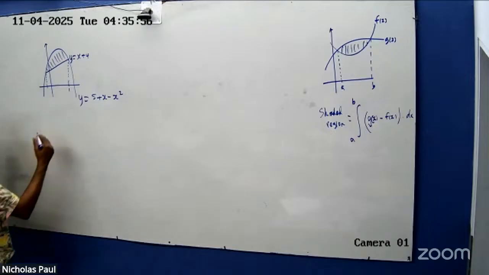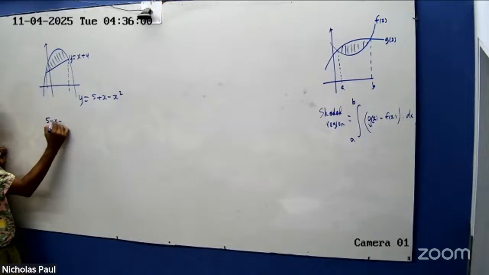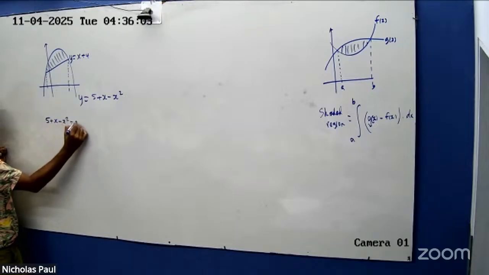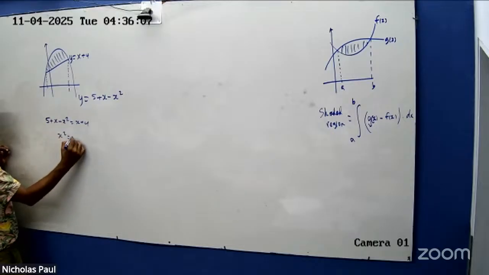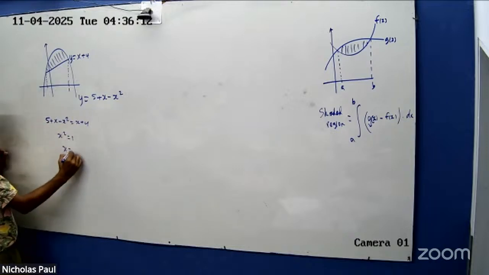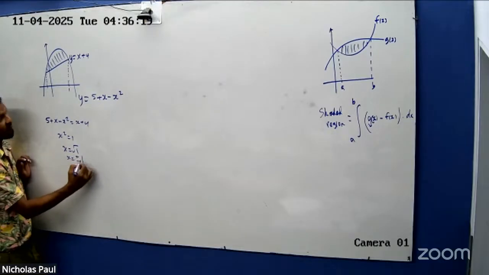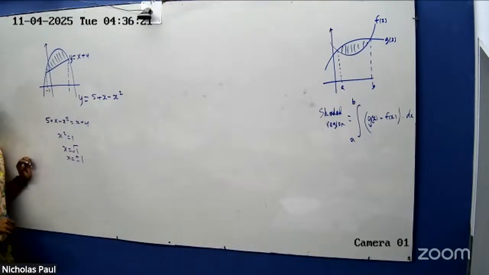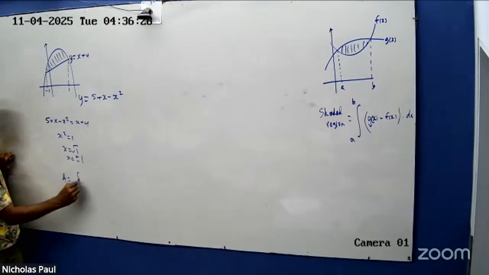Right, what did you all get? When you solve these two, I am getting 5 plus x minus x squared. Bring it across, I got x squared is equal to 1. So the square root of 1 is what? Plus and minus 1. So now to get the area, we integrate between what?